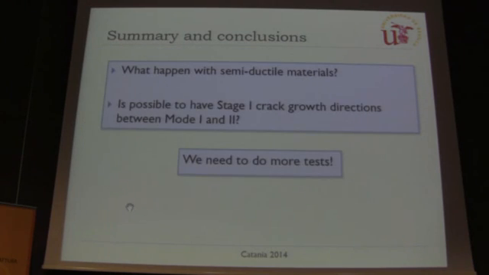Going back to the two questions I asked at the beginning: what happens with semi-ductile materials, and is it possible to get a mixed mode? We still don't have the answer. We need to do more tests and be lucky to get materials with this ratio close to 0.75. We don't know from the beginning.